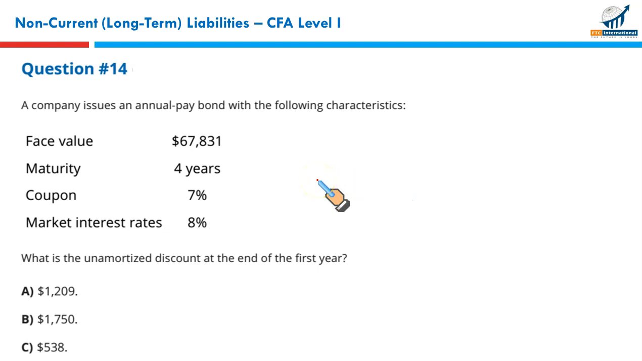It's a good question. A company issues an annual pay bond. The interest is paid annually with the following characteristics. Face value, that is the par value at which we pay the interest. Remember, this is a good question. Many things will be discussed. Amortization of bond discount or premium, whatever is involved, will be discussed in this question. This is the par value or the face value at which the interest is paid. This is FV.